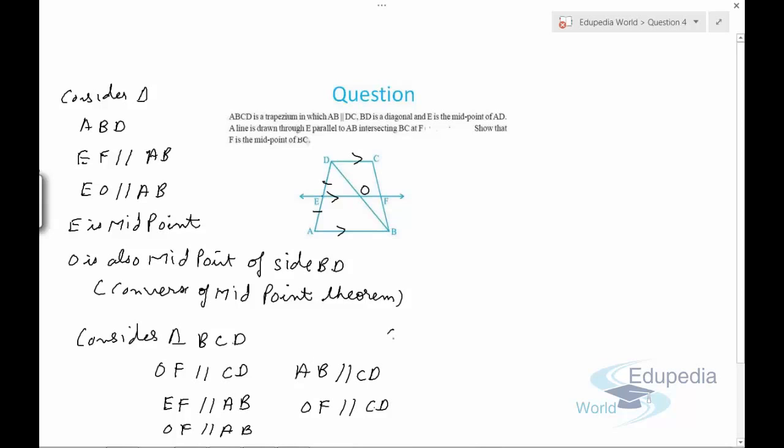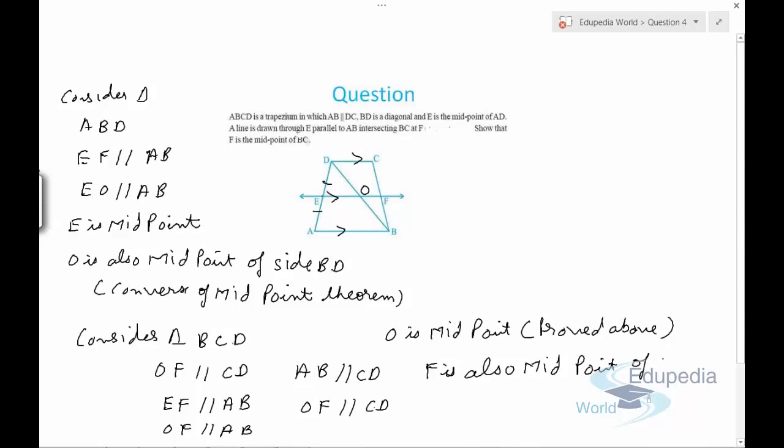Now since O is the midpoint, which we have proved above, right? Then we can say that F is also the midpoint of side BC, right? So this is how we can prove that. Why is F also the midpoint of side BC? Because of the converse of the midpoint theorem. So this is how we can use the converse of the midpoint theorem to solve questions.